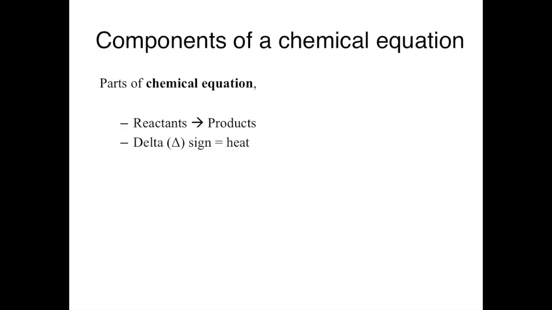So let's briefly talk about what the components are in a chemical reaction. In a chemical reaction, you write on the left-hand side the reactants, and on the right-hand side the products. The reactants becoming a product is indicated with that arrow. If heat is a part of this reaction, sometimes you might see the delta sign either on the left-hand side, where heat is added, or on the right-hand side, which means heat is a product.